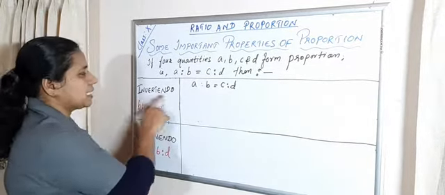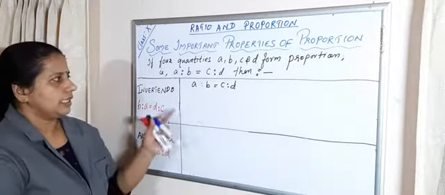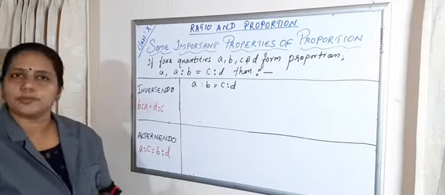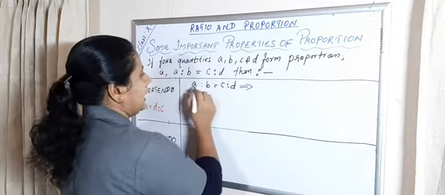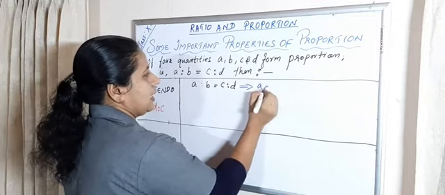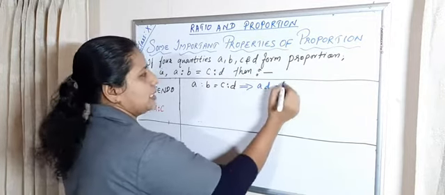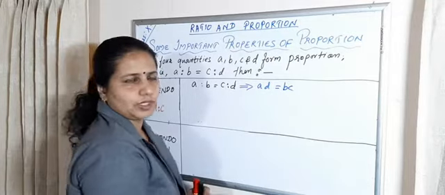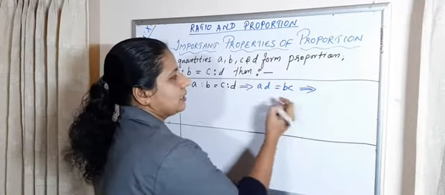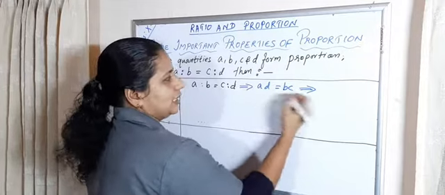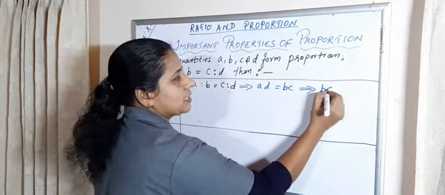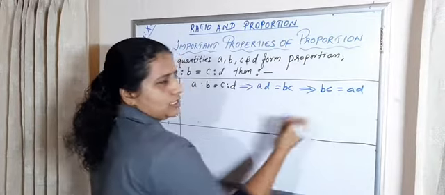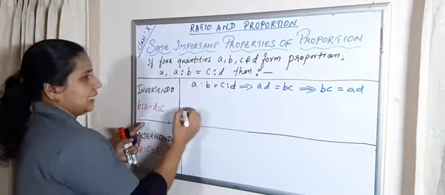First property is invertendo. That is, we have A is to B equal to C is to D. From that, we get the product of extremes AD equal to the product of means BC. We can write it in reverse order also, that is BC is equal to AD. No change.